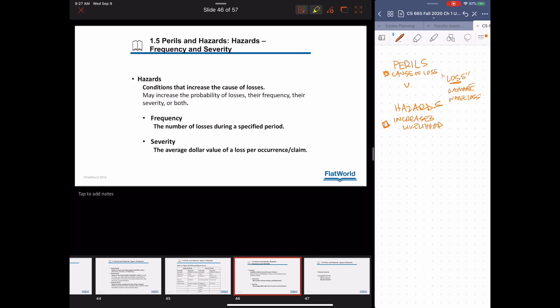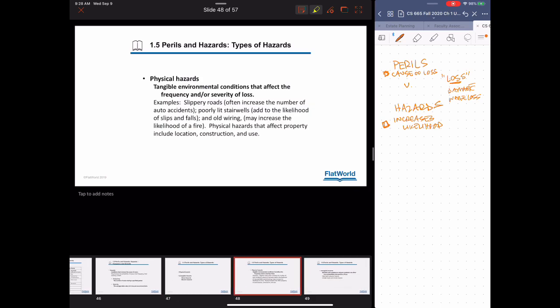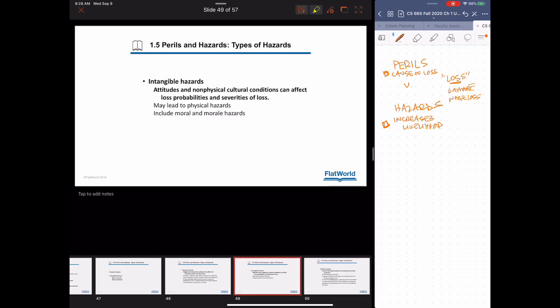We mentioned before that hazards increase the potential or the probability that a loss would occur, also increases their frequency and possibly their severity. And hazards can be defined as being either physical or intangible, and we've been introduced to the idea of moral versus morale hazards. Physical hazards are those things that obviously increase, like something that you can see and observe: the slipperiness of the road, the poor lighting, the bad wiring. Whereas intangible is more attitudinal, perhaps, and can also affect the odds that a loss will occur.